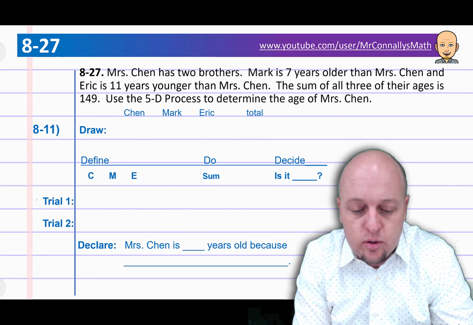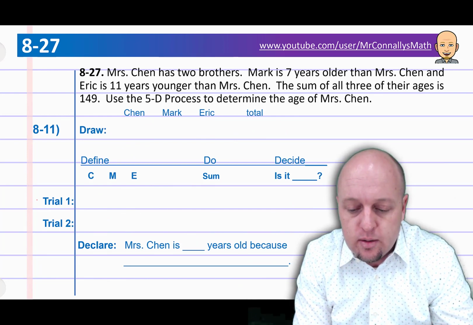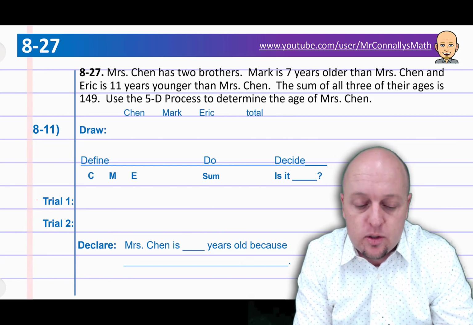27. Mrs. Chen has 2 brothers. Mark is 7 years older than Mrs. Chen, and Eric is 11 years younger than Mrs. Chen. The sum of all 3 of their ages is 149. Use the 5D process to determine the age of Mrs. Chen. Okay, let's draw this out.